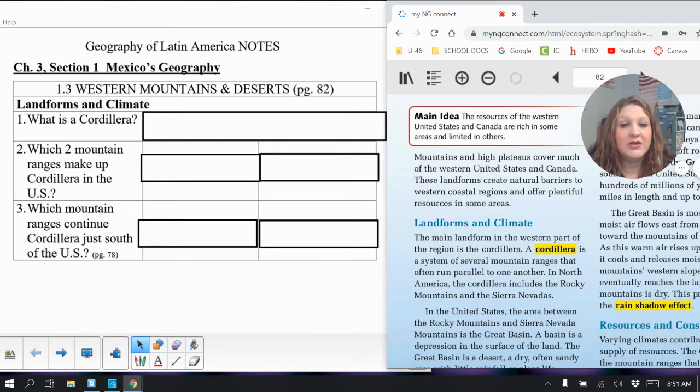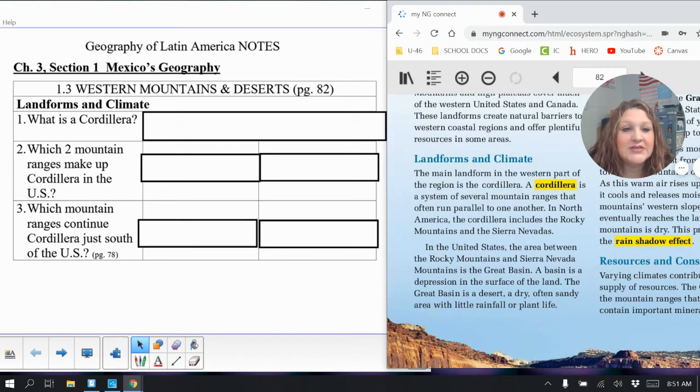Mountains and high plateaus cover much of the western United States and Canada. These landforms create natural barriers to western coastal regions and offer plentiful resources in some areas. Landforms and climate. The main landform in the western part of the region is the Cordillera. The Cordillera is a system of several mountain ranges that often run parallel to one another. In North America, the Cordillera includes the Rocky Mountains and the Sierra Nevadas. In the United States, the area between the Rocky Mountains and Sierra Nevada mountains is the Great Basin. A basin is a depression in the surface of the land. The Great Basin is a desert, a dry, often sandy area with little rainfall or plant life.